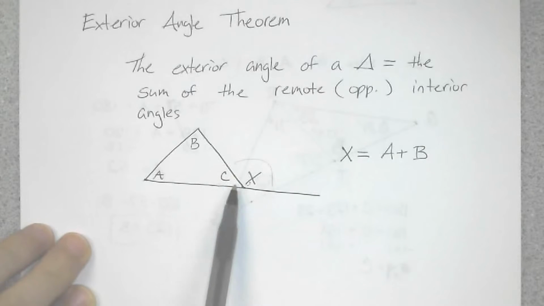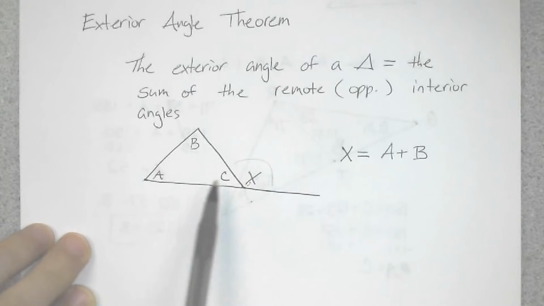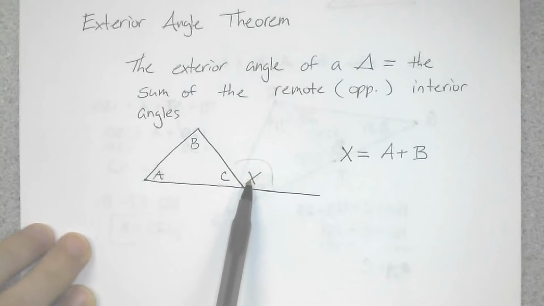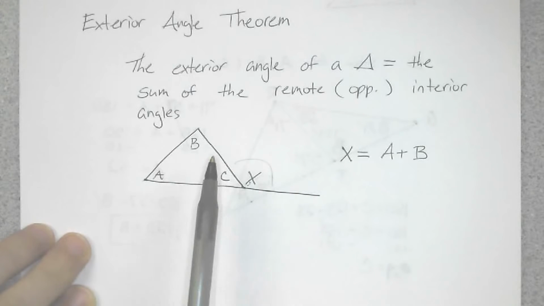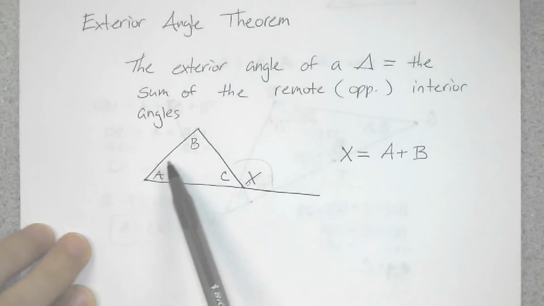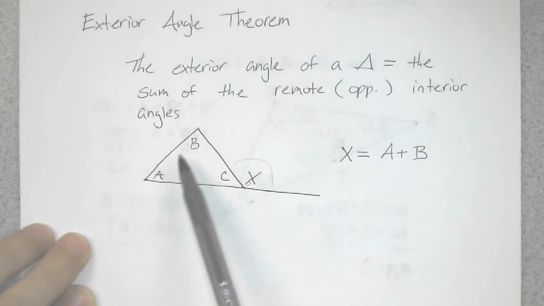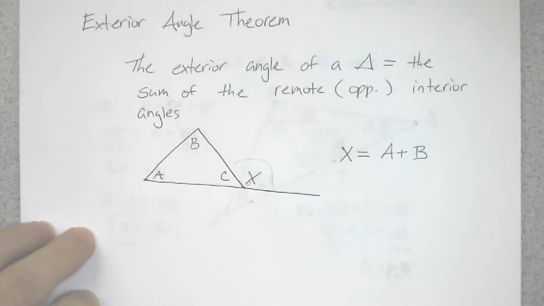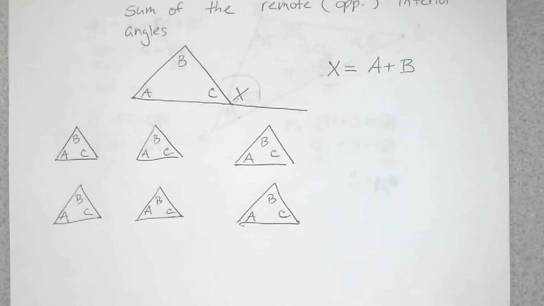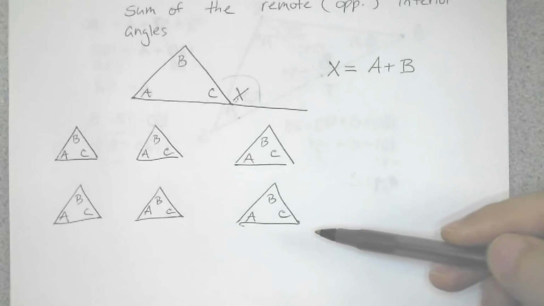You can see from this picture, it wouldn't even make sense that x would equal C. Clearly this one is obtuse and this one's acute. X is always going to equal the opposite two interior angles. I'll show you with some more pictures what that looks like. Let's take a look. Okay, so in case that didn't make total sense to you, let's take a look at a couple examples here.